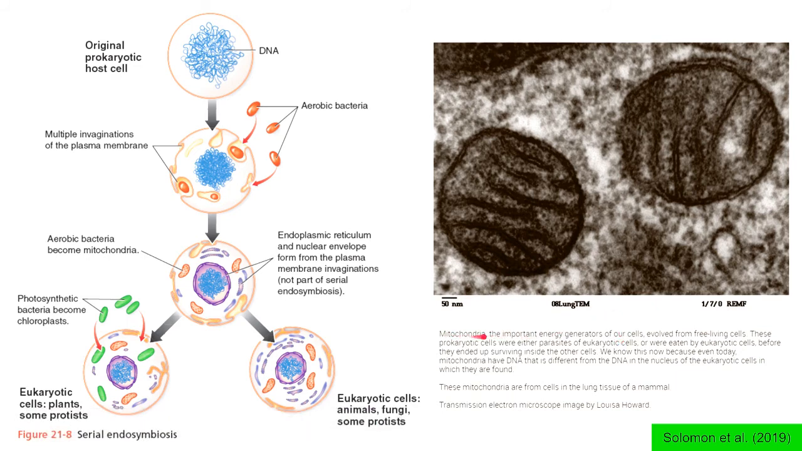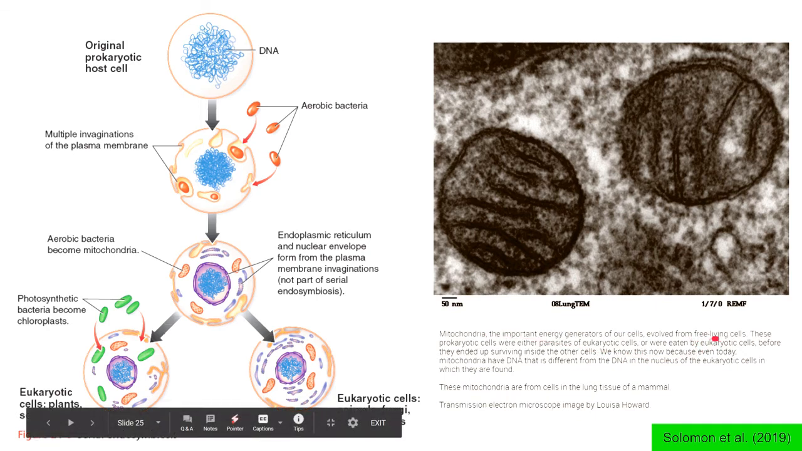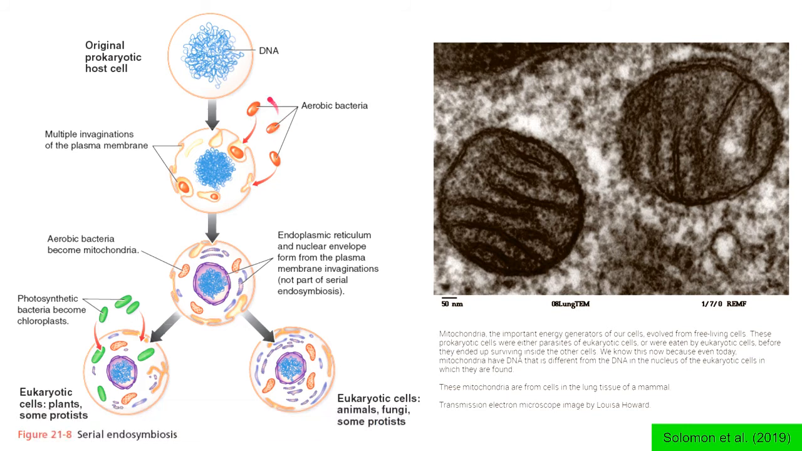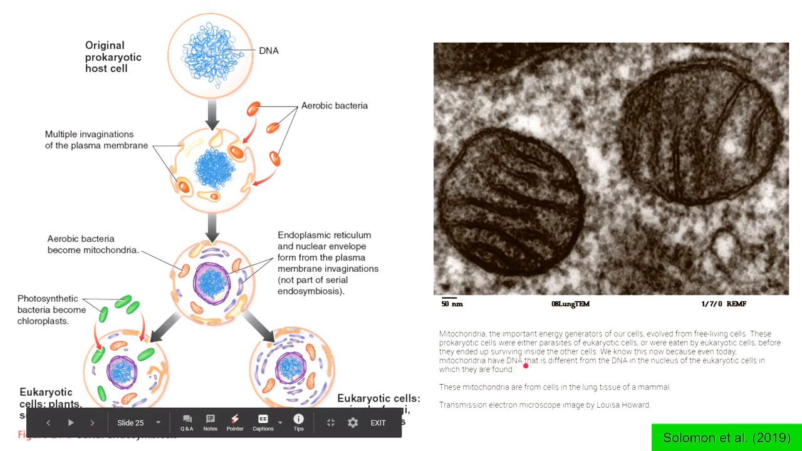So they say that mitochondria evolved from free-living, independent cells. They used to be like this, but then they were engulfed by this host cell, and then they evolved to become the mitochondria. And they still kept their DNA. Mitochondria have DNA that is different from the DNA of the nucleus, so they retain their own DNA molecule. These mitochondria are from cells of a lung tissue of a mammal.